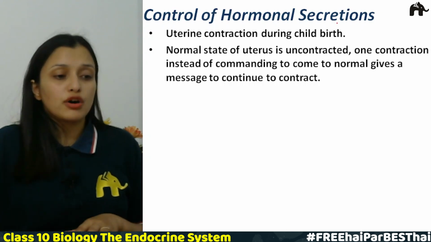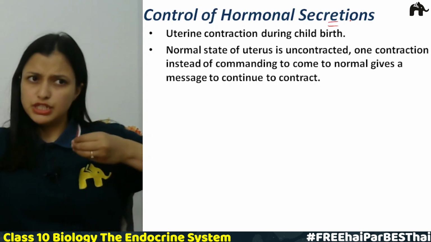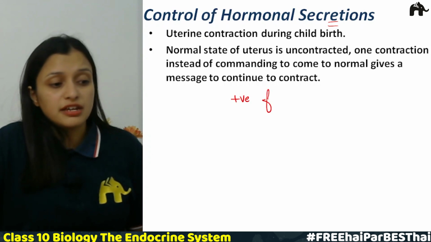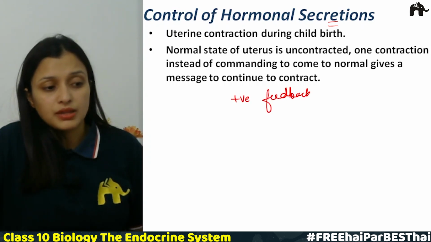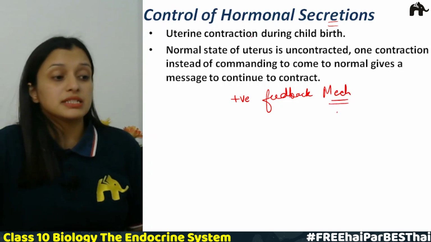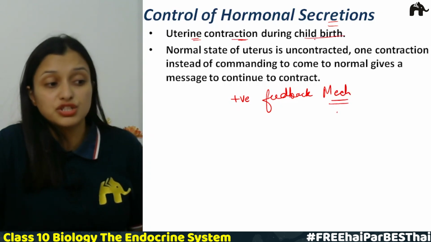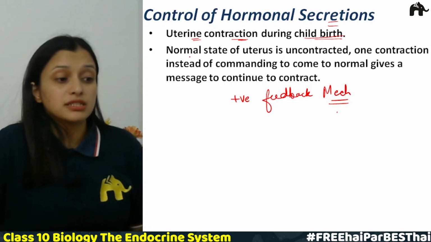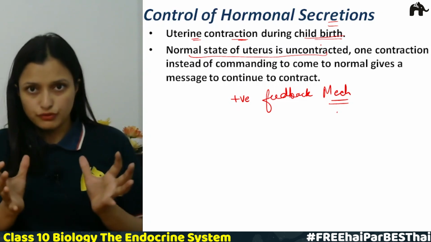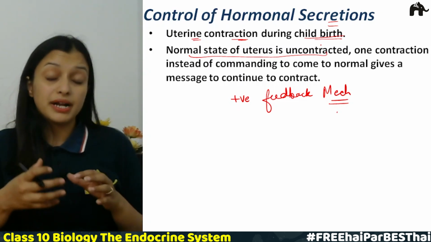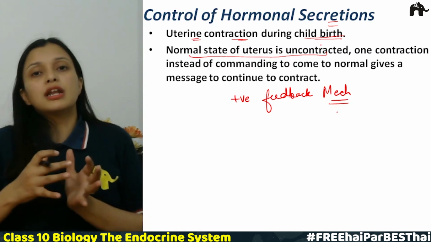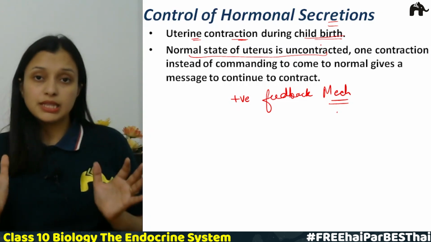Now, the control of hormonal secretions. We spoke about the negative feedback mechanism. Now this is the positive feedback mechanism. The example for this positive feedback mechanism is the uterine contraction during childbirth. In this particular case, the normal state of the uterus is uncontracted, but once the contraction starts, the uterus is not allowed to come back to the normal state till the baby is delivered.